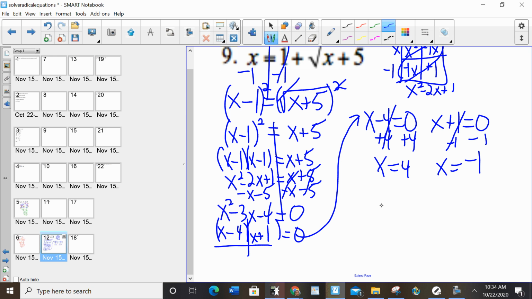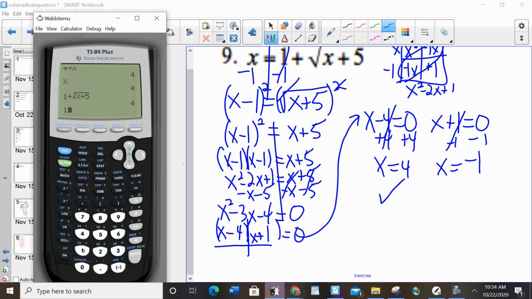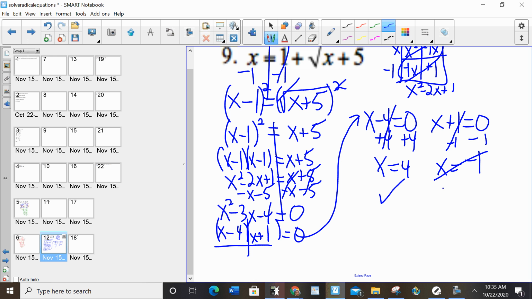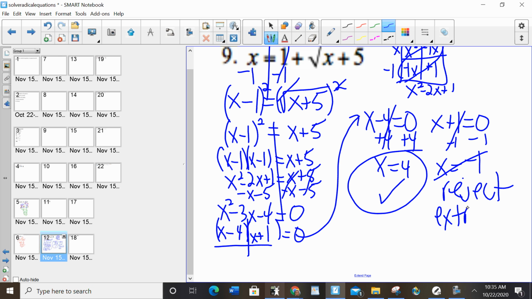So 4 is good. Now for negative 1, I'm going to store negative 1 as x. And I can just copy and paste. My left-hand side was just x. My right-hand side was 1 plus rad x plus 5. Those do not match up. So what that means is we cross it out, we write reject. That's your answer.